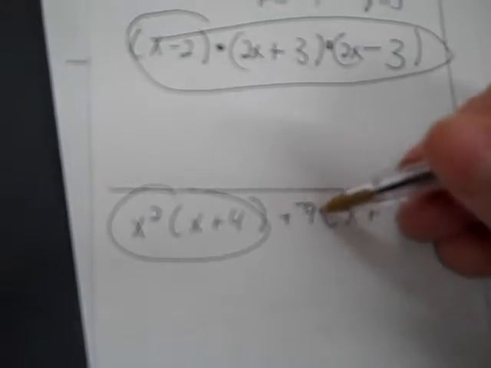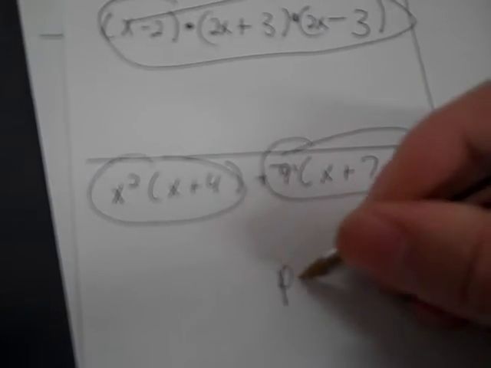Okay, and then last but not least, we have the plus negative 9. But x plus 4 and x plus 7, they're not the same. So because they're not the same, the expression's prime. Okay, you have 4 of those to do. I hope it's been informative, and let me know if you guys have some questions on it.